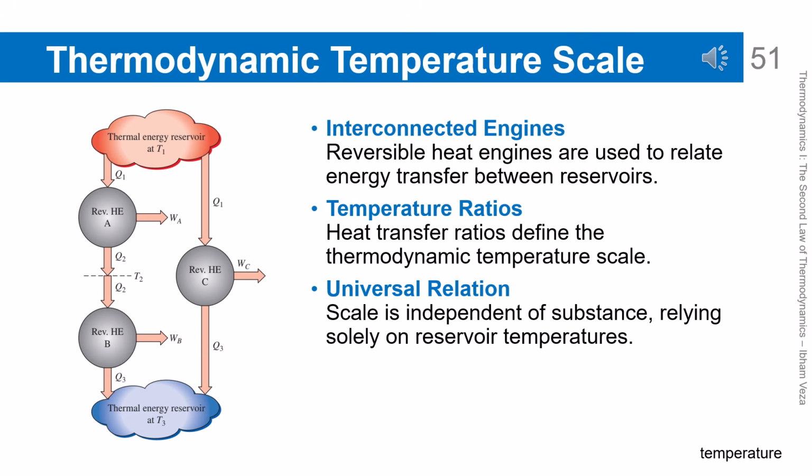Thermodynamic temperature scale. The thermodynamic temperature scale is derived from the relationship between reversible heat engines and heat transfer. This scale does not depend on the properties of any particular substance. The ratio of heat transfers depends only on the reservoir temperatures. In this way, temperature is defined in a universal and absolute manner. This is the basis of the Kelvin scale used in thermodynamics.